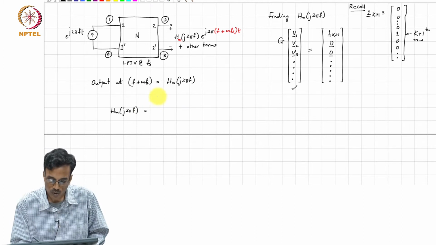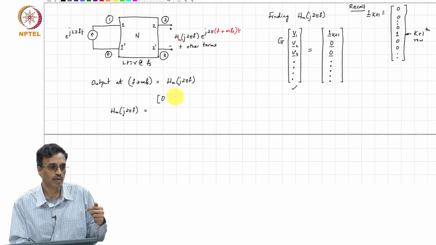what do we need to do? We need to multiply this by, we are not interested in V1, we are interested in V2, and which term of V2 are we interested in?